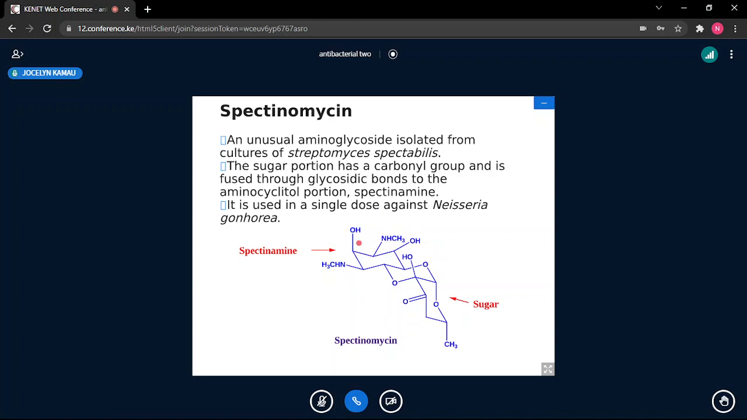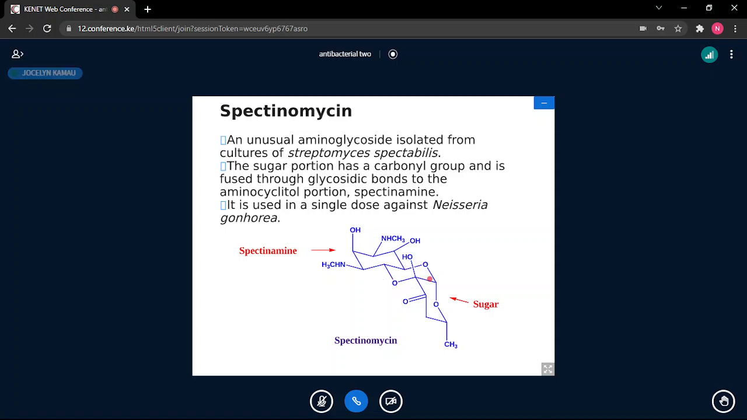This is the aminocyclito. Remember we said, it's a cyclohexane ring substituted with amino groups and hydroxyl groups. That is what we are calling the aminocyclito. And then if you look at it, this is our sugar here. This is our sugar at this point there. This is our amino or inositol.